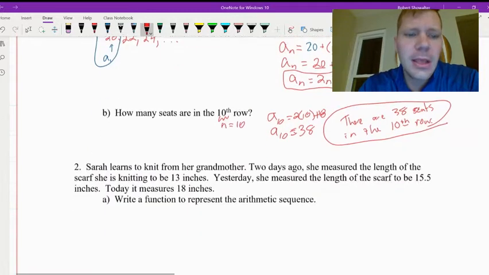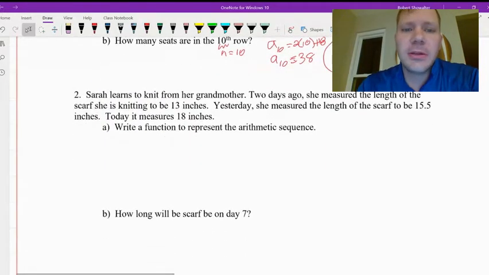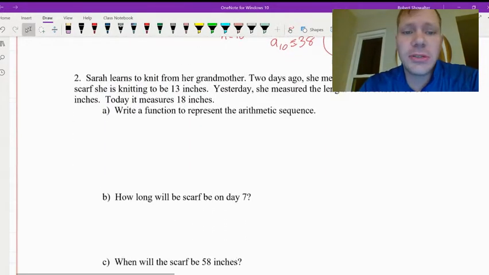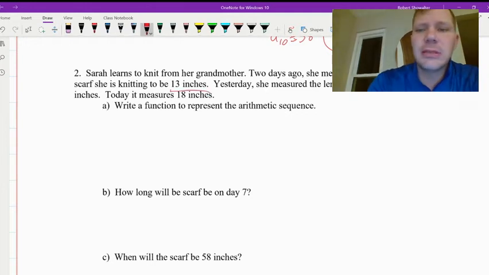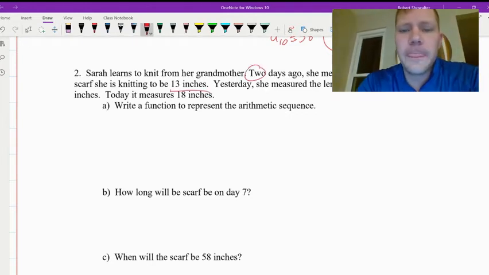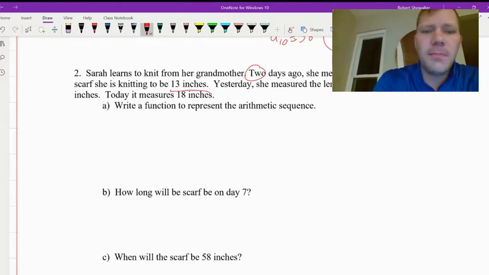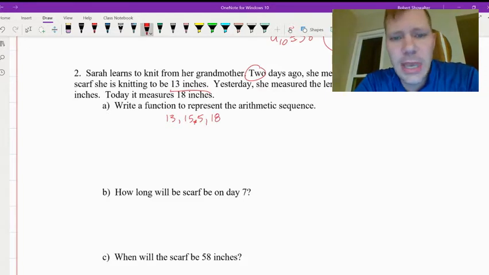Okay, great. Let's take a look at number 2. Sarah learns to knit from her grandmother. 2 days ago, she measured the length of the scarf she is knitting at 13 inches. Yesterday, she measured the length of the scarf at 15.5 inches. Today, it measured 18 inches. So it looks like we have a number pattern, or a sequence, that starts at 13 being the first term, going to 15.5, going to 18.